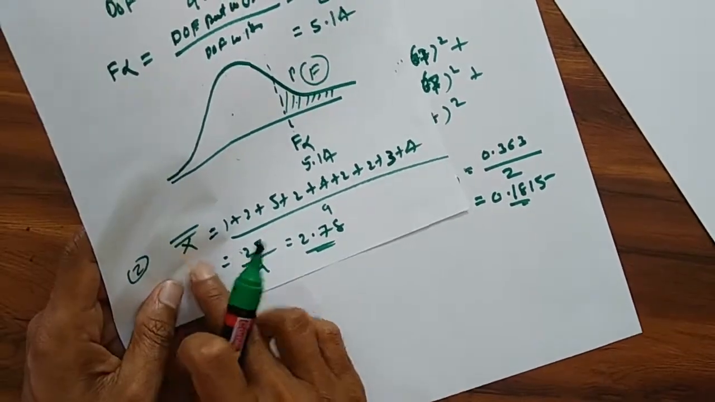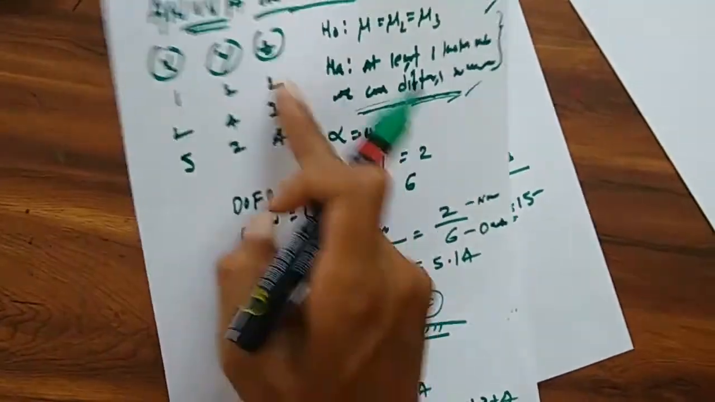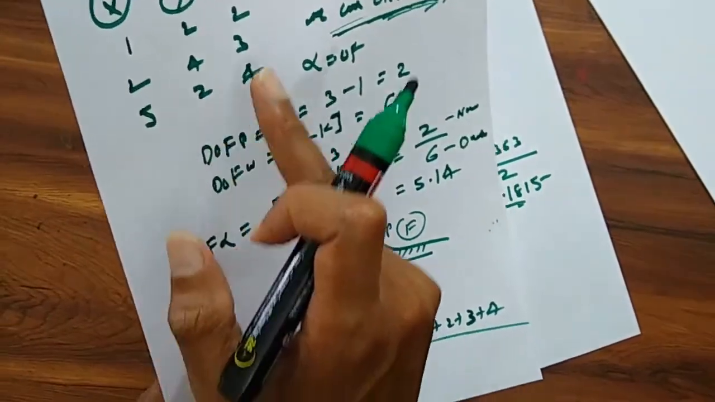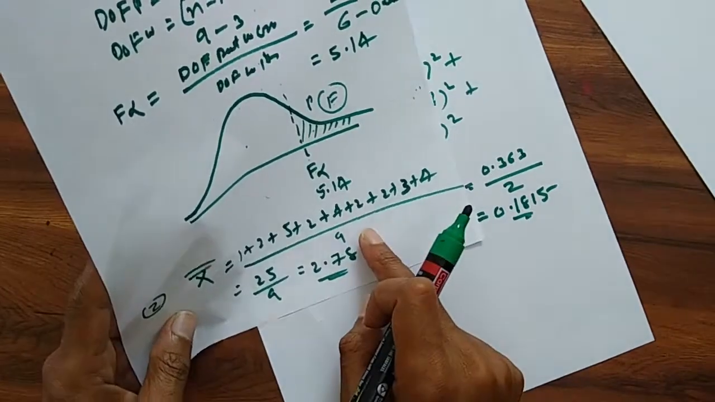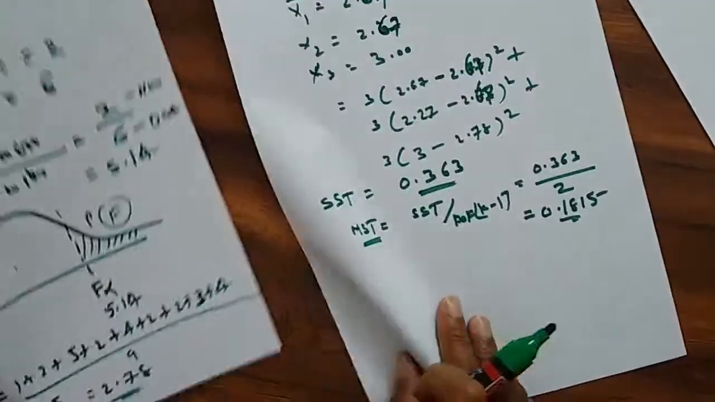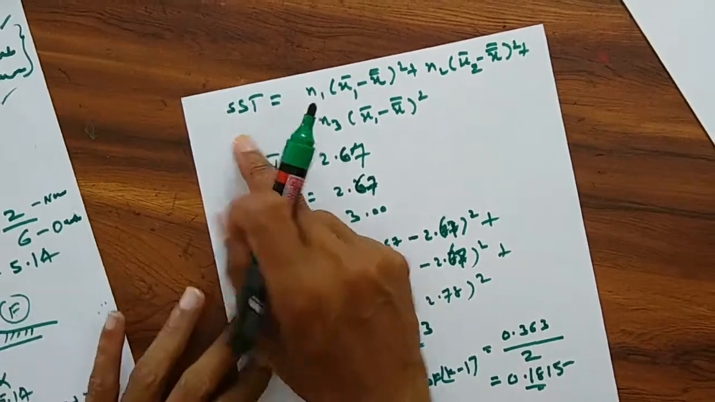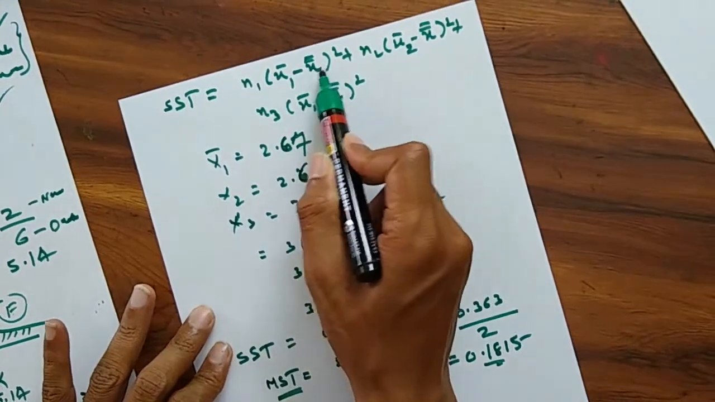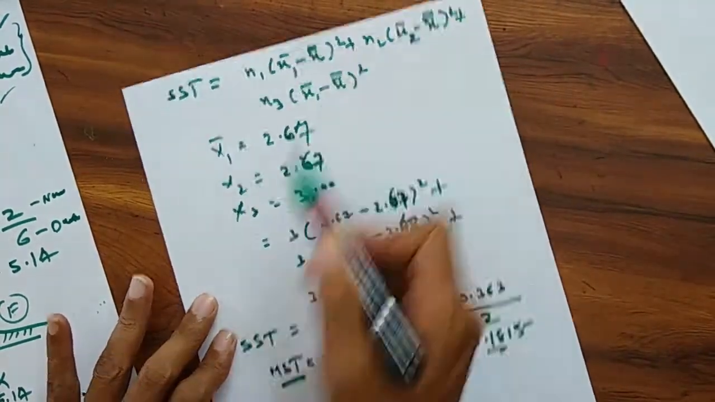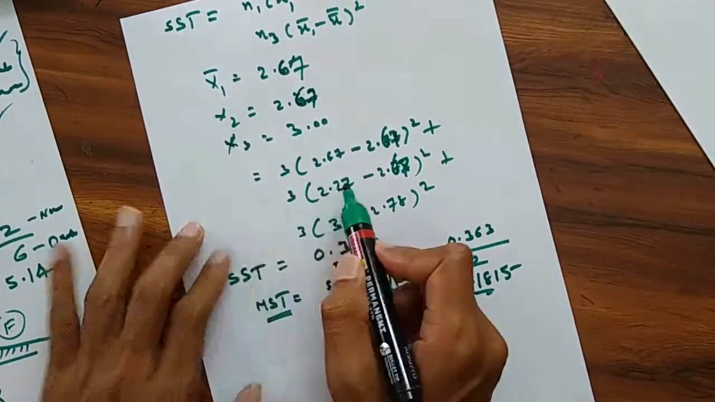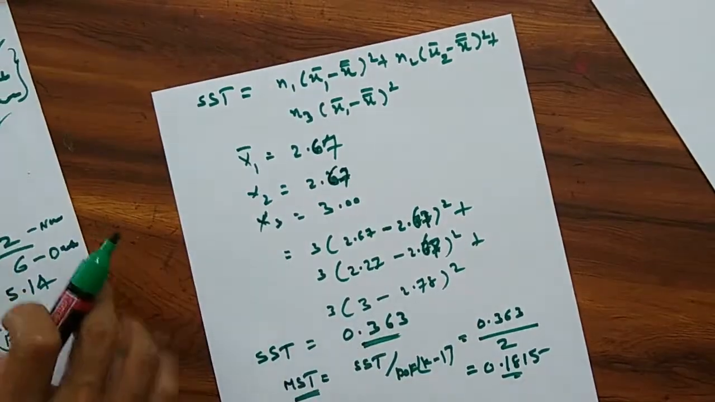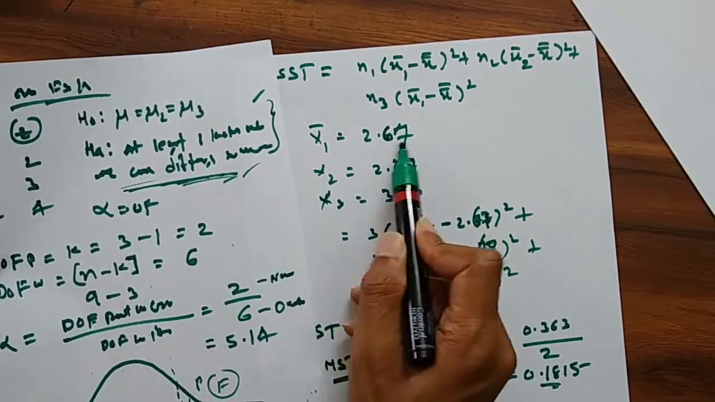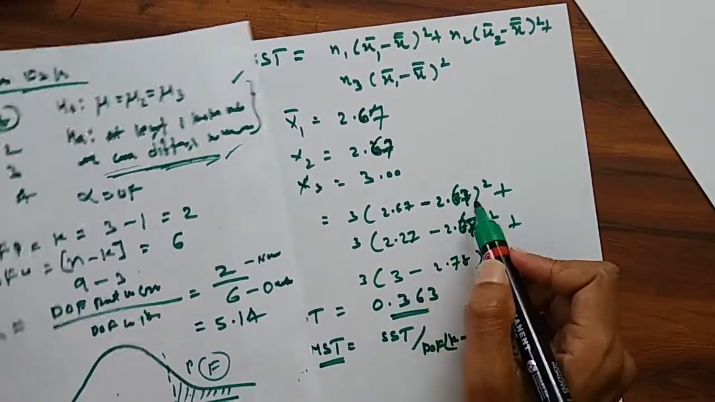Now after that we calculated the grand mean. Grand mean is the sum of all the sample values by the total number. That means 1 plus 2 plus 5 plus 2 plus 4 plus 2 plus 2 plus 3 plus 4 by n, that we got 2.78. Then we calculated SST. The SST equation is n1 multiplied by the mean of the first sample minus grand mean whole square. You need to sum up all these things. So 3 is the first sample size, 3 multiplied by 2.67, our first sample mean, minus our grand mean.